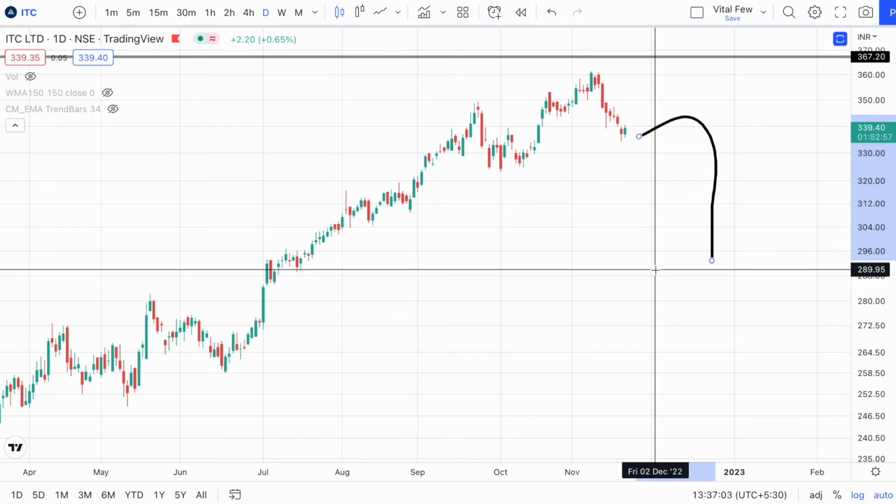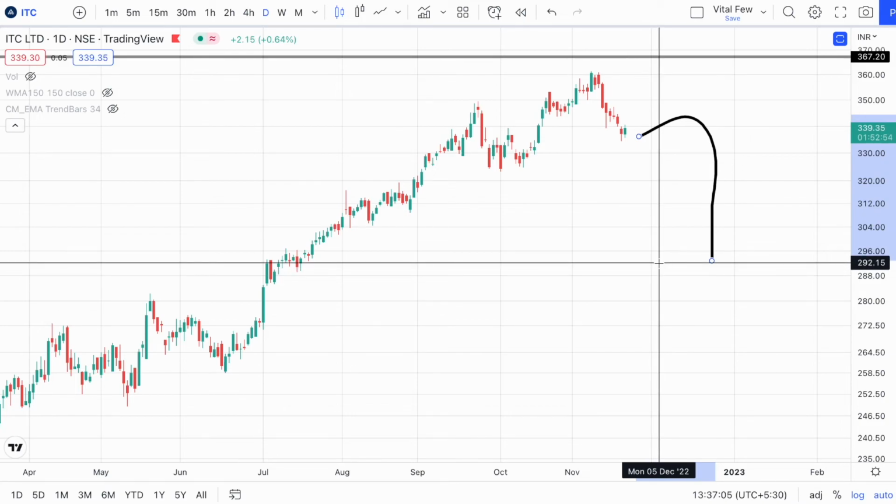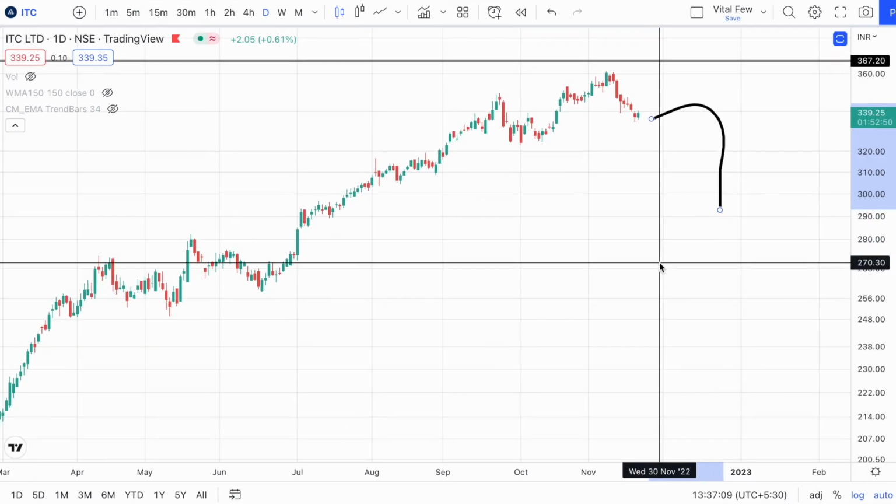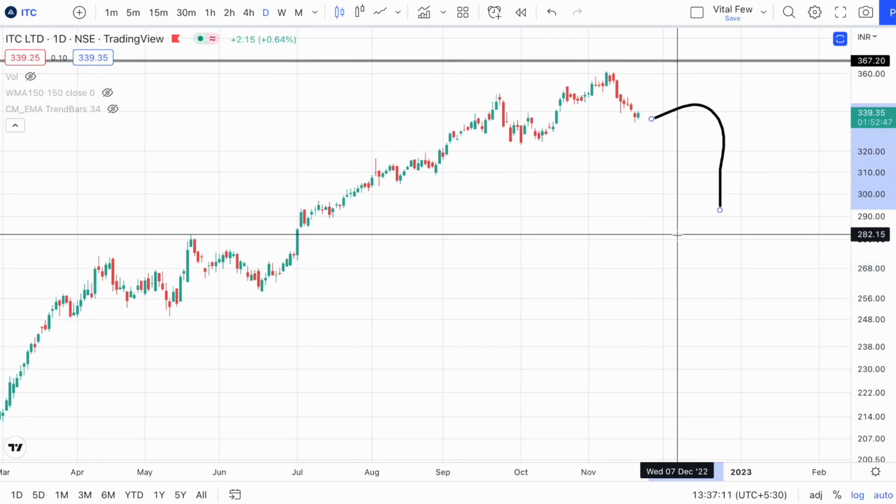Where it will stop, that also we'll have to wait and watch. We have to see that after reaching a certain level, it might start forming big green candles, back to back green candles. Then we might assume that yes, it can stop here, or it might go down a little bit further, and then it might take a reversal.